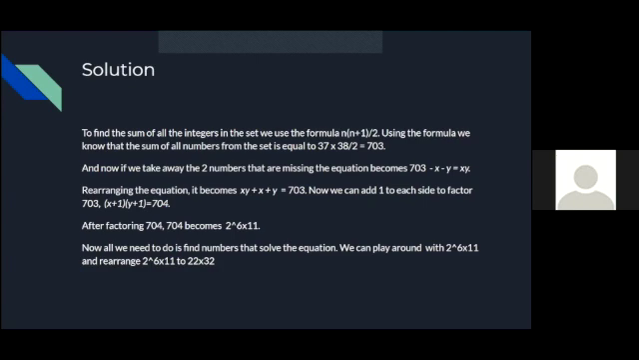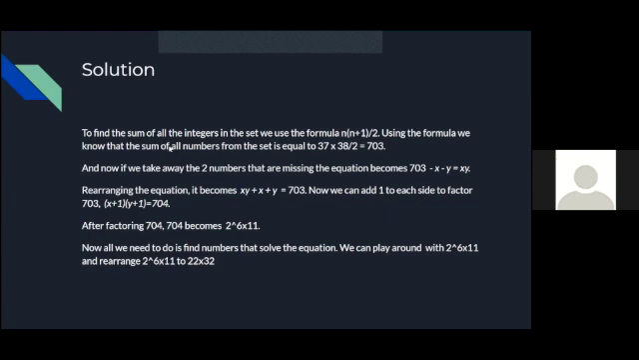So, solution. To find the sum of all the integers in the set, we use the formula n times n plus 1 divided by 2. Using this formula, the sum of all the numbers in the set is 36 times 37 divided by 2, which equals 666. Now, if we take away the two numbers that are missing, using algebra it becomes 666 minus x minus y, which equals x times y.